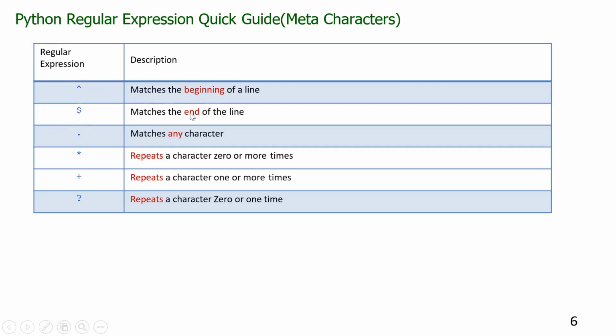Dollar matches the end of the line. Dot matches any character. Star repeats a character 0 or more times. Plus repeats a character 1 or more times. Question mark repeats a character 0 or 1 time.